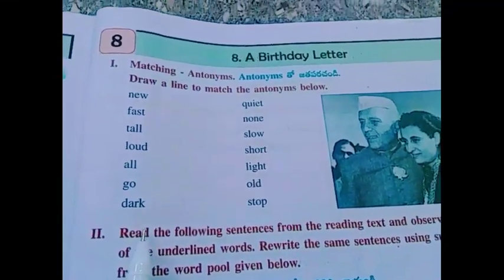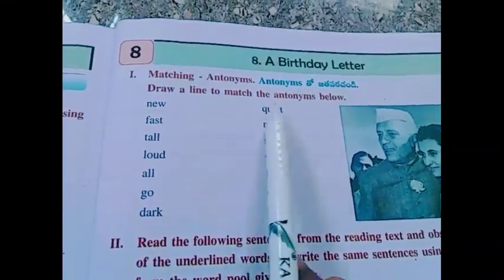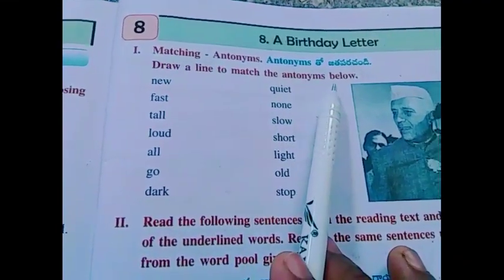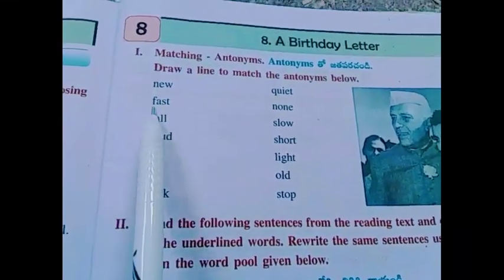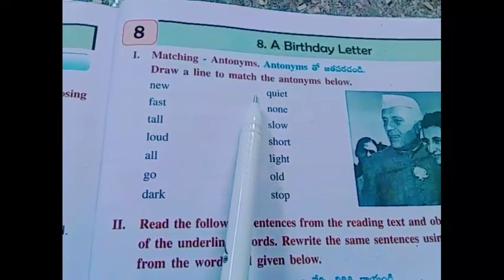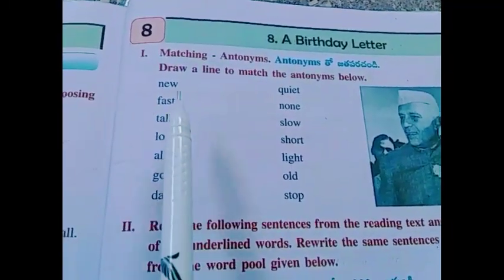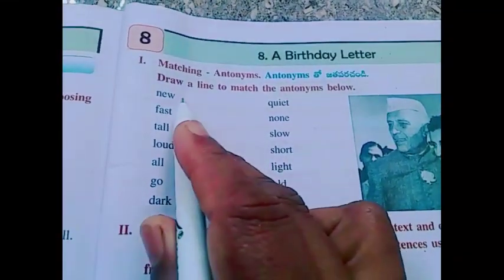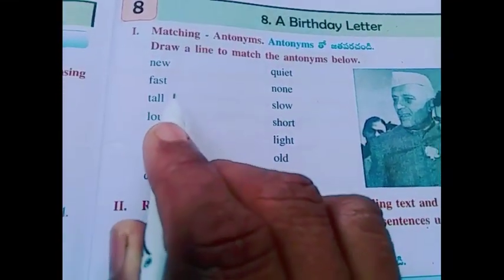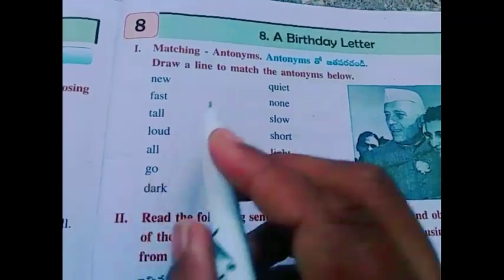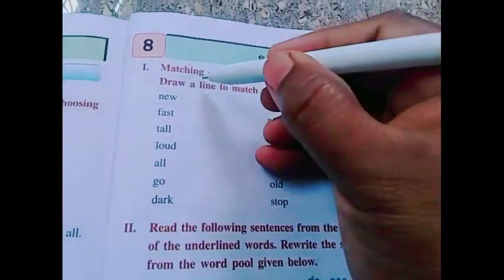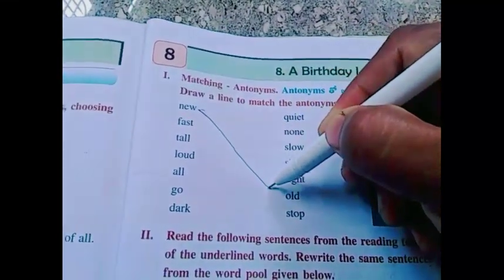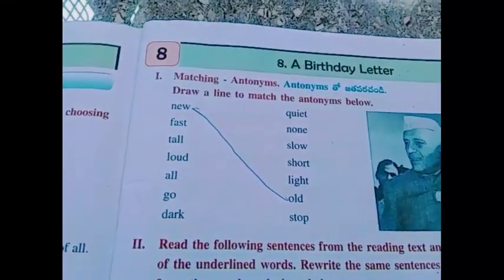Next, here is matching antonyms. Draw a line to match the antonyms below. Here, some words are here and antonyms are here. We should match each word to its antonym. New. For new, the antonym of new is old. Antonym means opposite word. So, opposite word of new is old.